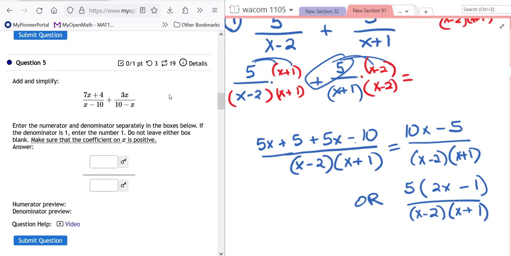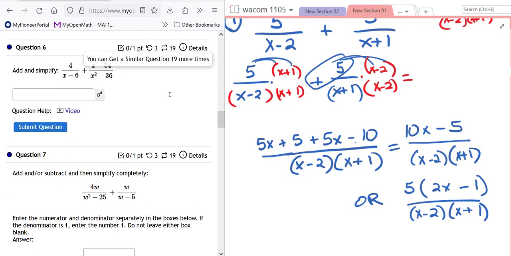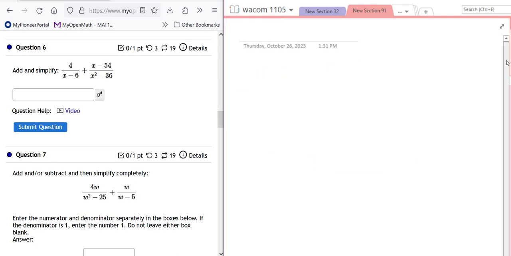Okay. I'm going to skip 5 and come back to it. Let's go to 6. 5 is a special case.